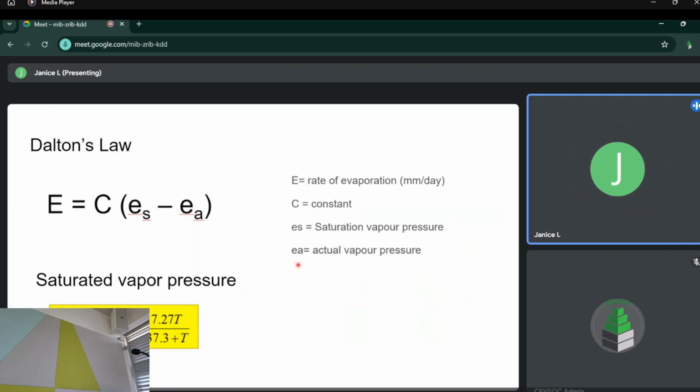That's what EA is. On the other hand, saturated vapor pressure, ES, is when the molecules evaporating are equivalent to the molecules condensing. You're in an equilibrium between evaporation and condensation at any given temperature. You can see this formula at the bottom here: ES equals 0.6108 times the exponential of that function of temperature, right? And ES is the equivalent when they're in equilibrium at any given temperature.